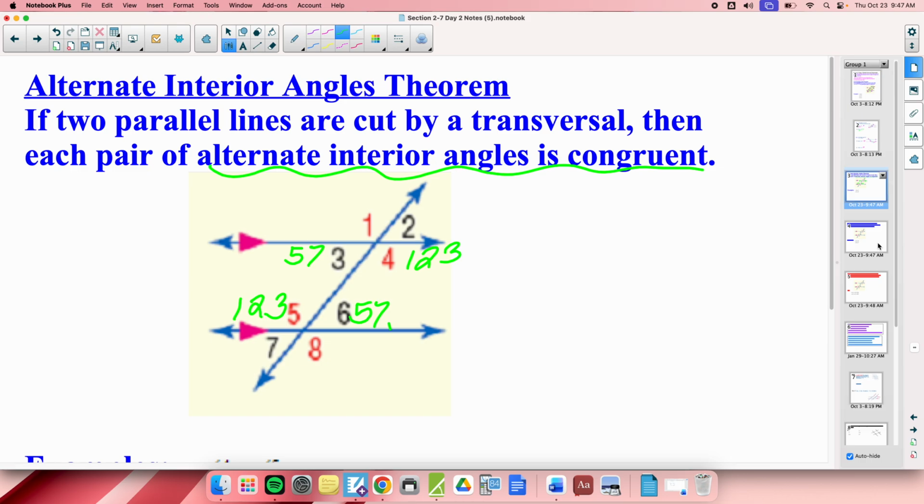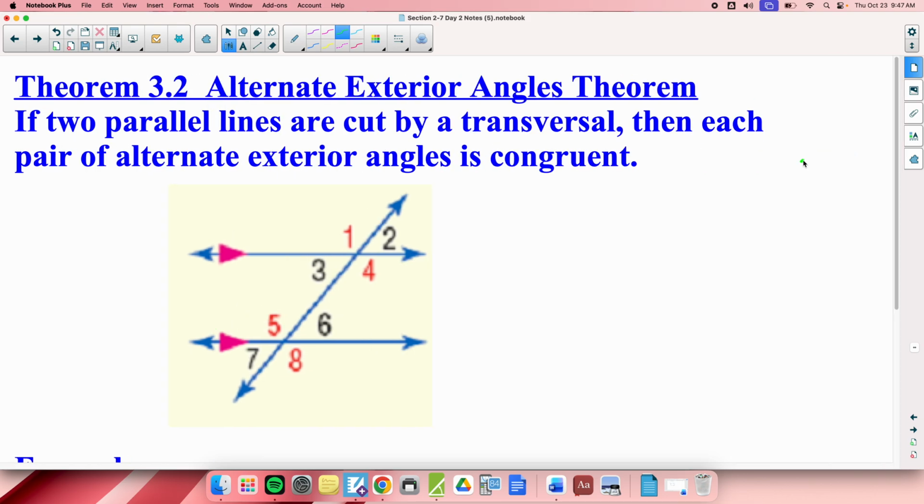Okay. Now, let's look at our alternate exterior. Do you guys all remember alternate exterior is like 1 and 8? Remember, alternate means on opposite sides of the transversal. Exterior means they're outside of these two lines, okay? So alternate exterior angles are congruent. So if they told us this was 110, do you guys get this would be 110? What would this be? Yep, and this would be 70. Everybody understand that? Okay.